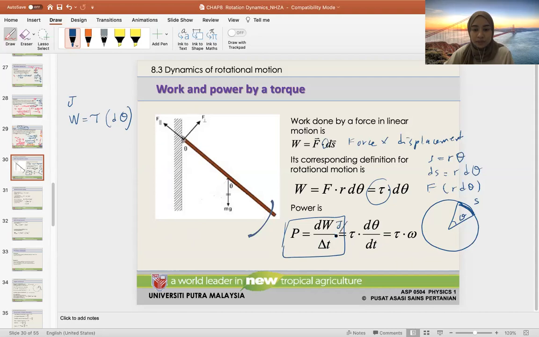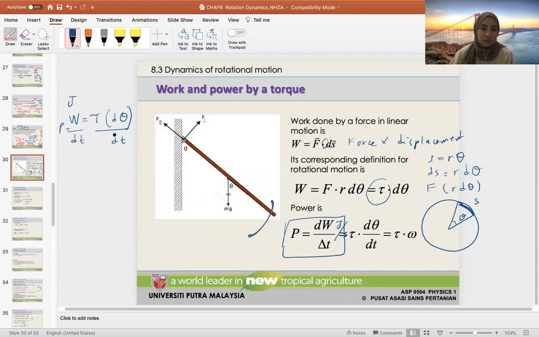It's joules per second. So the same thing, we're going to put this over dt, put this over dt, we will get power. So d theta over dt is simply omega. So P is tau omega. Omega is angular speed. Okay, so these are the two equations. The unit for power is joules per second or watt.